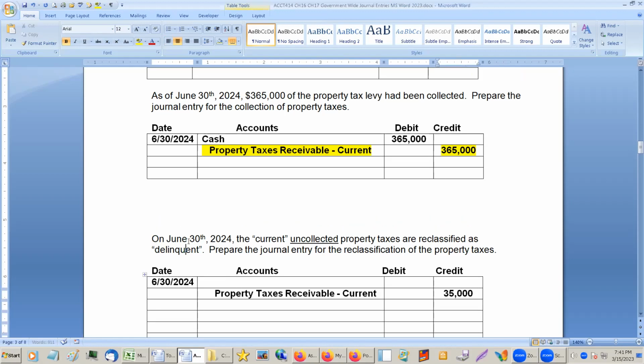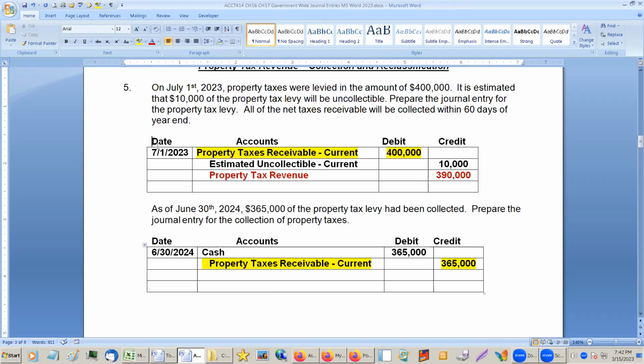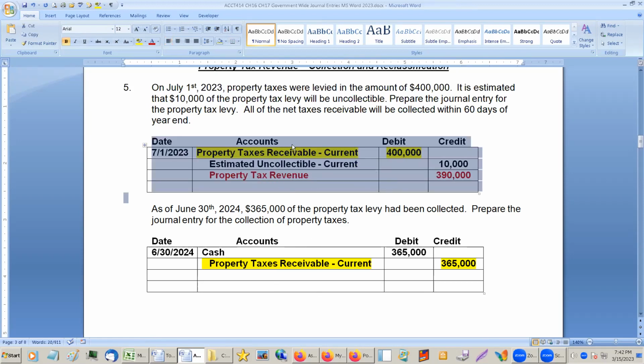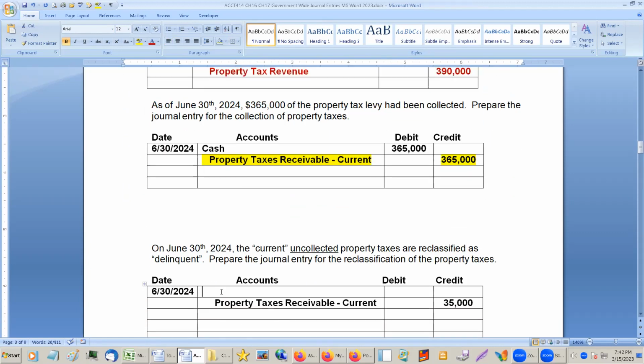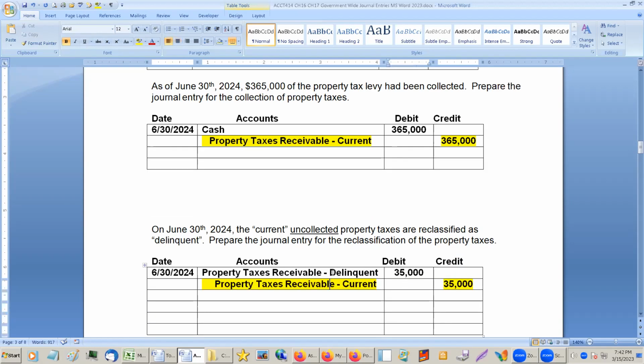And by the way, one of the reasons why we're taking these off the books is that on July 1st, we're going to have another entry like this go on the books for the next year. So these will be the current ones on July 1st. So on June 30th, we have to take these that are still hanging around off the books as current. And these will be property taxes receivable, delinquent. So we've reclassified this from being current to being delinquent.